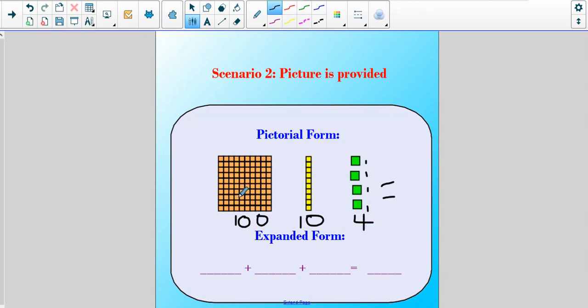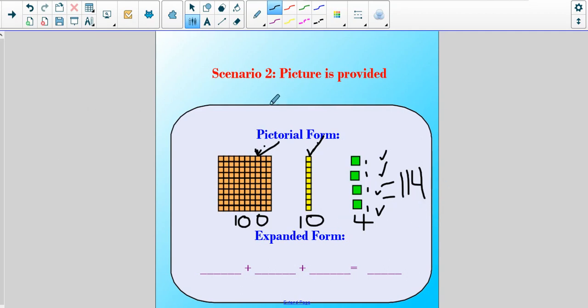Let's count forward by hundreds, by tens, and then count by ones. 100, 110, 111, 112, 113, 114. Please remember to count your picture at least 2 or 3 times to make sure the amount that you have written down is indeed correct.